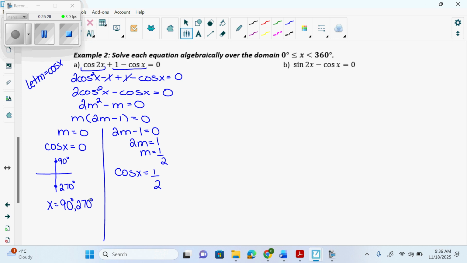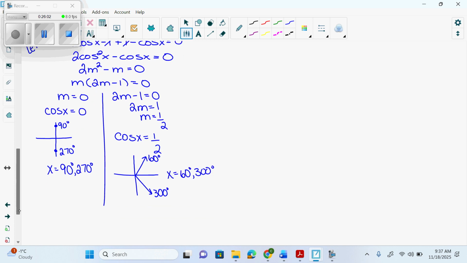And then cos x equals a half, positive a half, so it's in quadrant 1 or 4, because that's what the CAST rule tells me. Cos x equals a half at 60-degree reference angles, so it's here and here, which is 60 degrees and 300 degrees. Then they'll always put them together and usually in order.